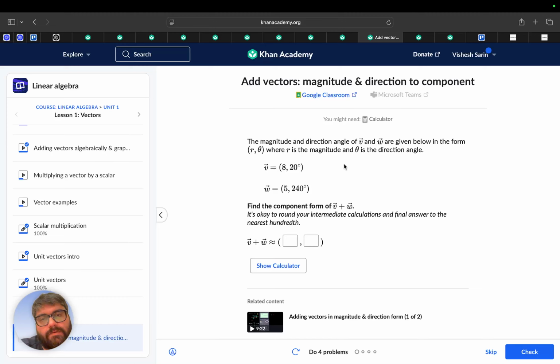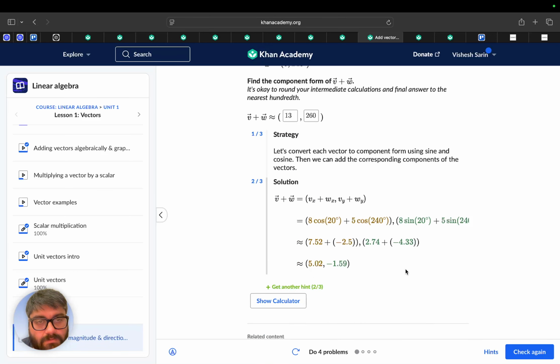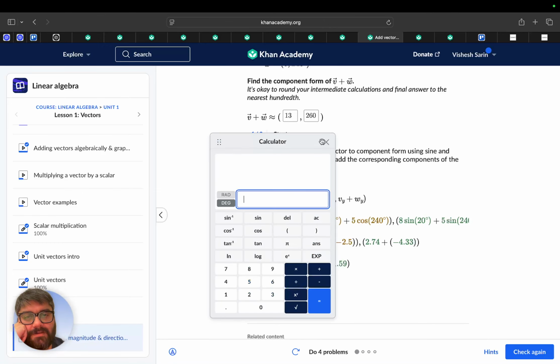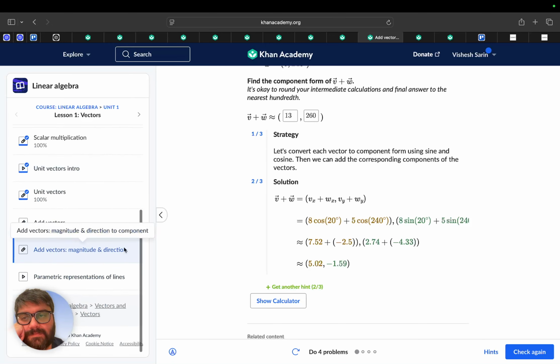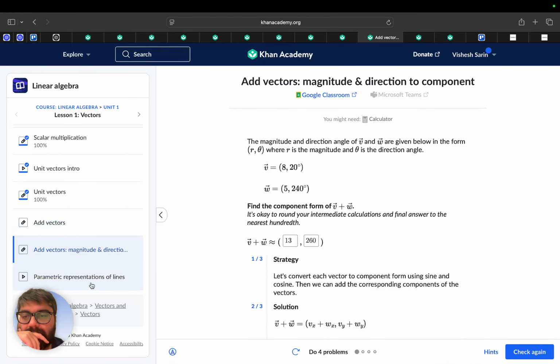R and theta, where R is the magnitude and theta is the angle. So it'll be what, 8 plus 5? 13. And 260, yeah? Oh, Jesus. Geometry, no! I should probably do a geometry thing as well. Hmm.